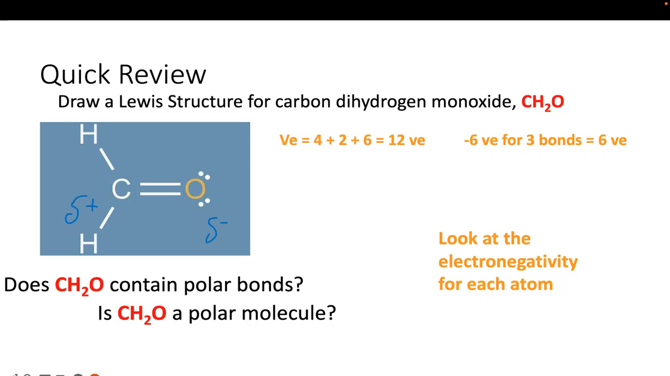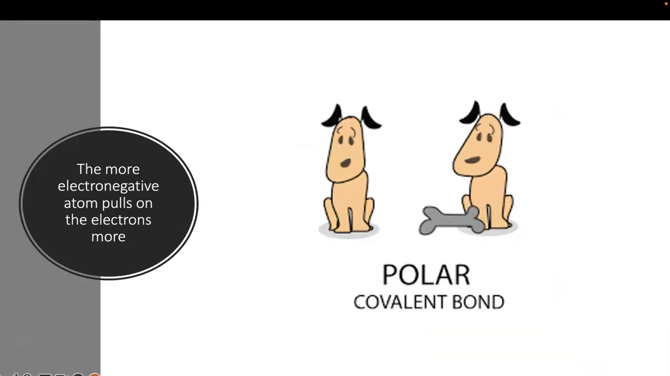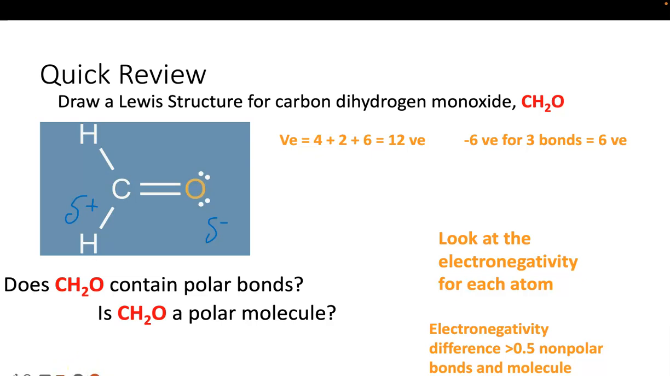So how did you do figuring all that out? All right, here's our next thing. Again, that electronegativity difference is greater than 0.5. So we do have a polar molecule. Here's just a little picture to represent a polar bond. Remember, the more electronegative atom pulls on the electrons more, so those electrons spend more time around that atom. So in the last case, those electrons would have spent more time around that oxygen.